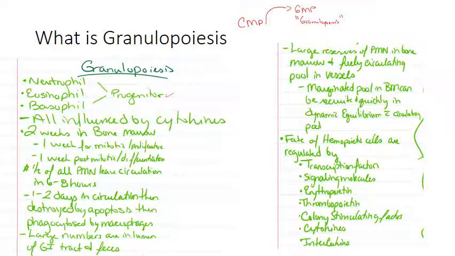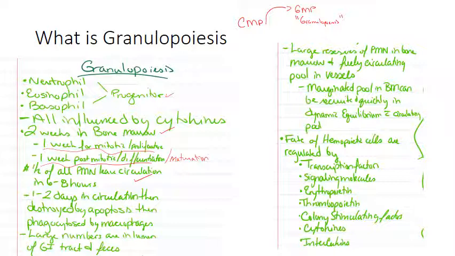So all are influenced by cytokines. Remember, they all take about 2 weeks in the bone marrow, 1 week for the mitotic or the proliferative phase, and 1 week for the post-mitotic differentiation and maturation phase. Remember, these cells actually mature in the bone marrow. The other cells, like I talked about, the common lymphoid progenitor, T is going to be in thymus, B is in bone marrow. So half of all the polymorphonucleocytes leave circulation in about 6 to 8 hours, which we've already covered. All right, then they go into the tissue, try to find something.